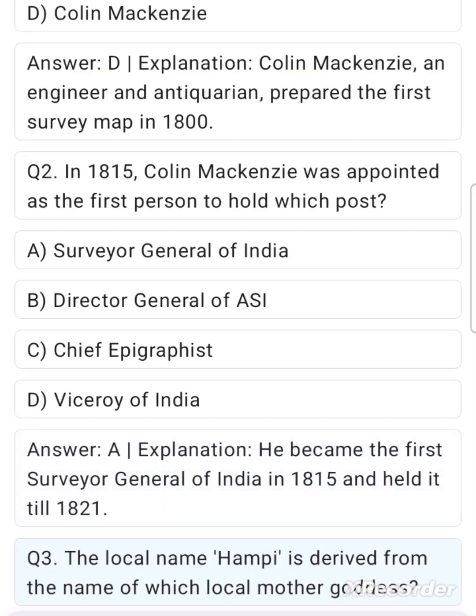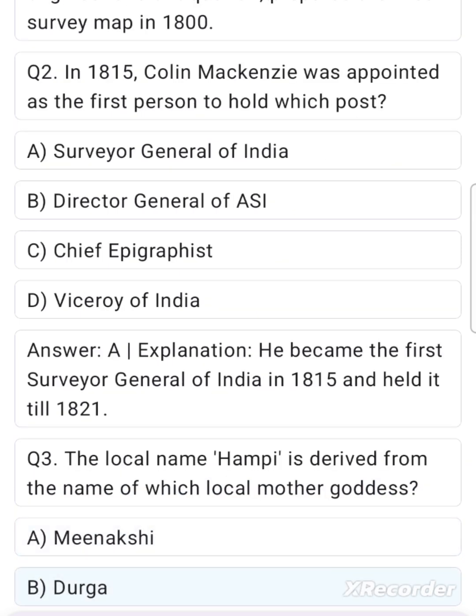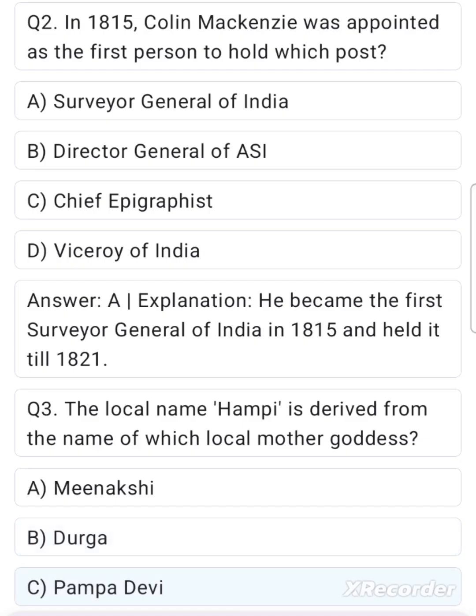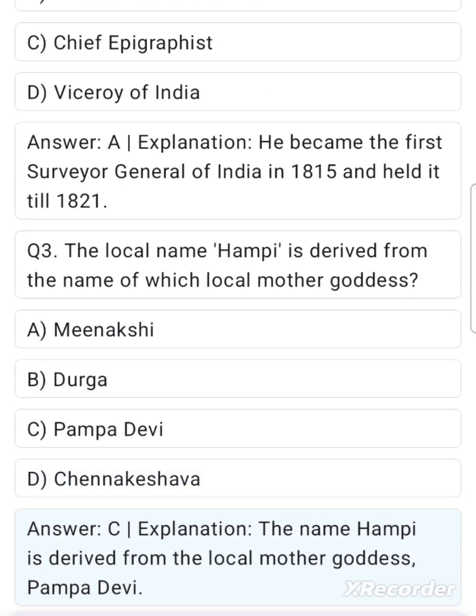Q3. The local name, Hampi, is derived from the name of which local mother goddess? A. Meenakshi. B. Durga. C. Pampa Devi. D. Chenakeshava. Answer. C. Explanation. The name Hampi is derived from the local mother goddess, Pampa Devi.